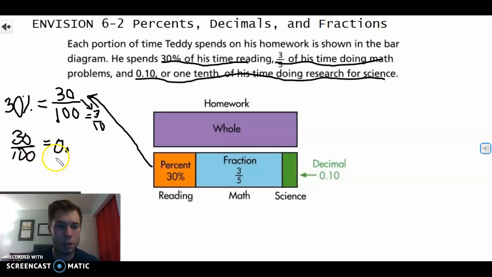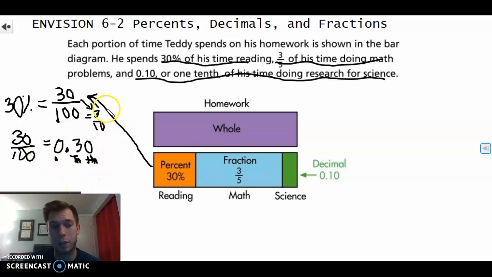Now recall that this is our ones place. We have our decimal. The tenths place is here, and then the hundredths place is next to it. So we're going to take our number and just go ahead and fill in behind the decimal. And so we get 30 hundredths. And this would be our decimal number.